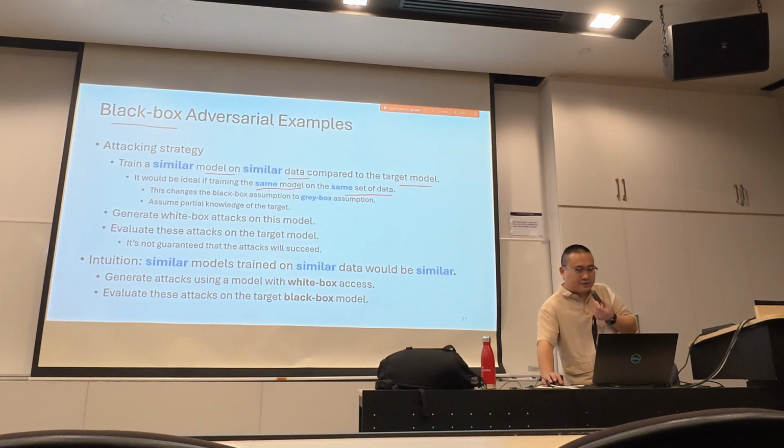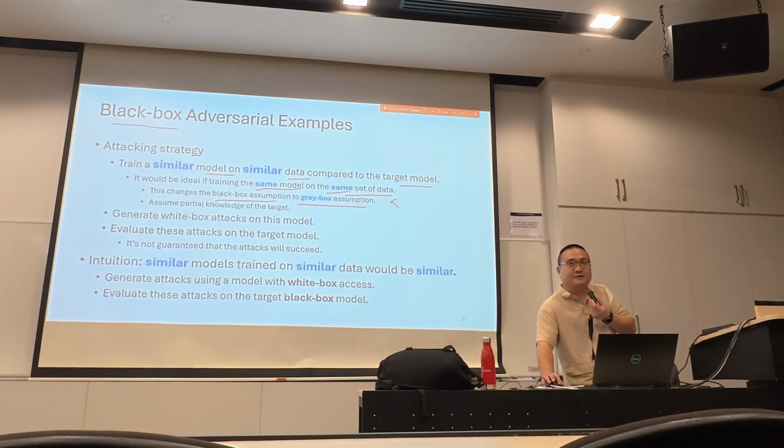In practice, if we know the training data or the architecture of the target model, this actually changes the black box assumption to a gray box assumption, because at this time we know something about the target. This is also the setting for assignment one, task one, because in task one we know the architecture of the target model and also the training data for the target model. That's why task one is a gray box attack instead of a black box attack.